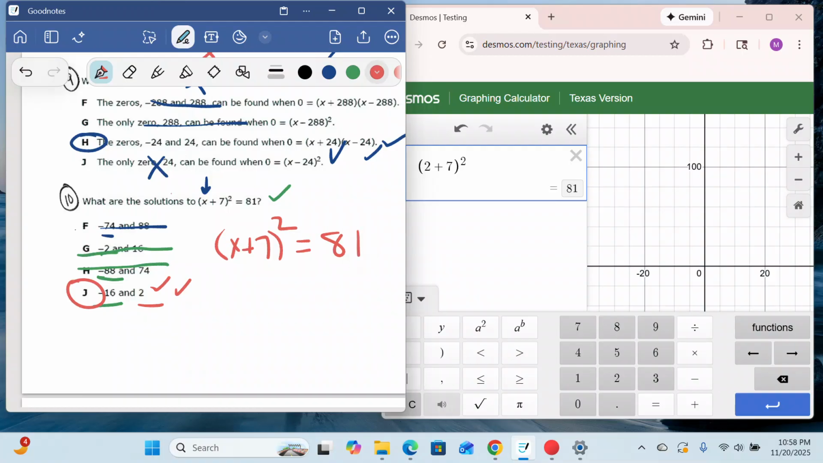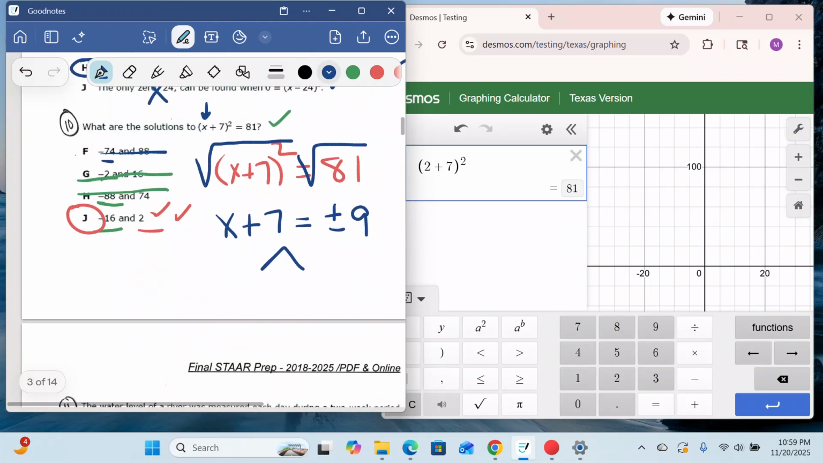So remember, what I do to one side of the railroad, I have to do to the other side of the railroad. So in order to get rid of a square, I would take the square root of this side, and I would take the square root of this side. So the square root of x plus 7 quantity squared is just x plus 7. And the square root of 81 is equal to plus or minus 9. Because, of course, the square root of 81 is 9, and the square root of 81 is also negative 9, since negative 9 times negative 9 is 81. So I would just split this into 2.